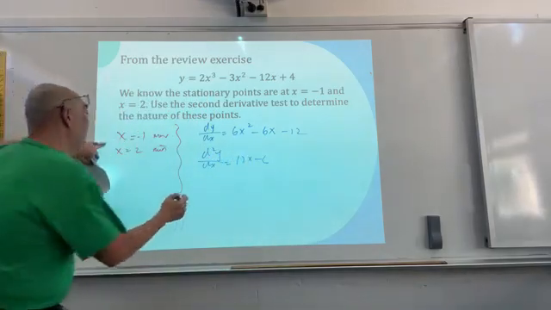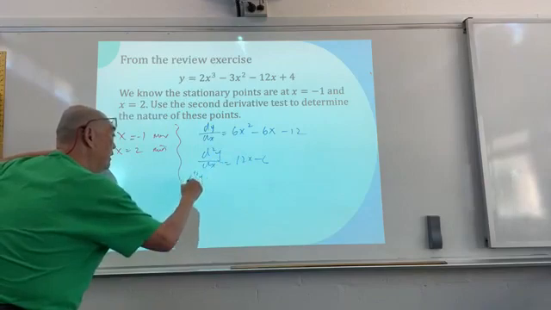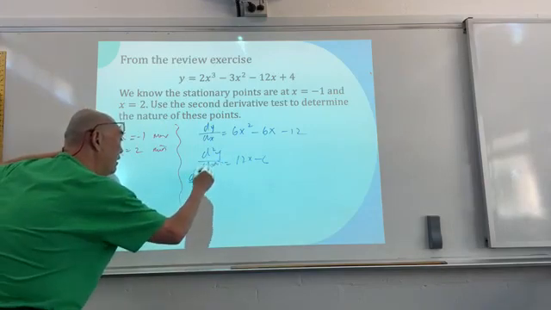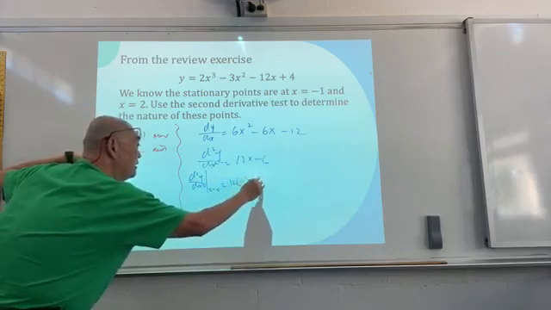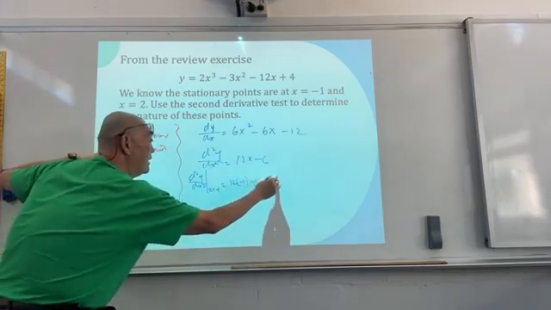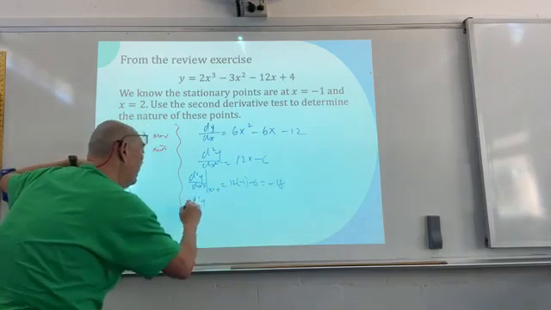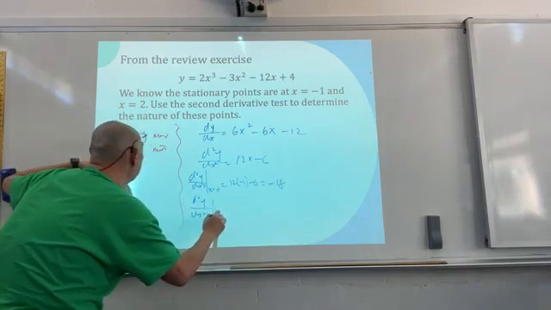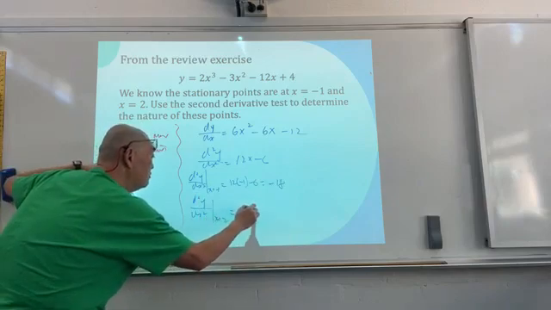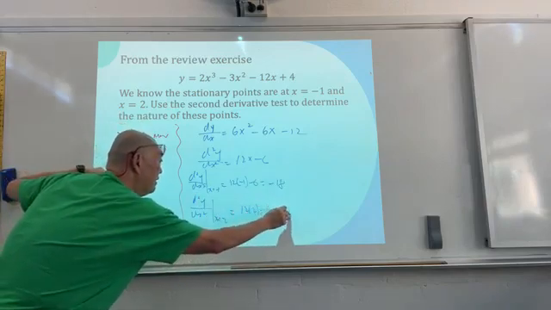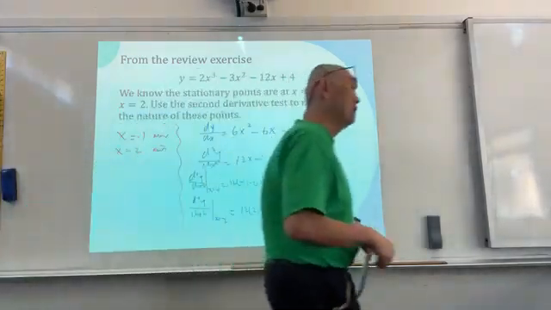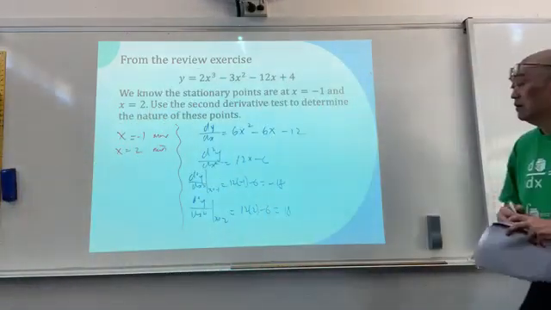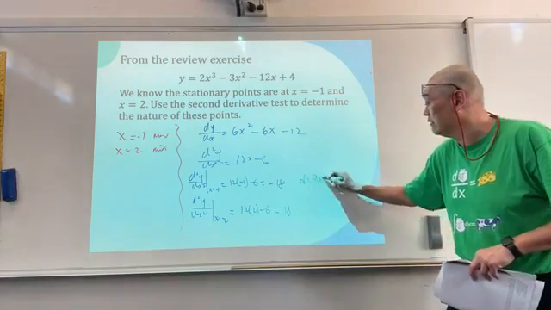So x equals minus 1. d2y/dx squared at x equals minus 1 equals 12 times minus 1 minus 6. That is minus 18. d2y/dx squared at x equals 2 equals 12 times 2 minus 6, equals 18. Minus 18: is it concave up or concave down? Concave down, so it's a max. And this is a min.